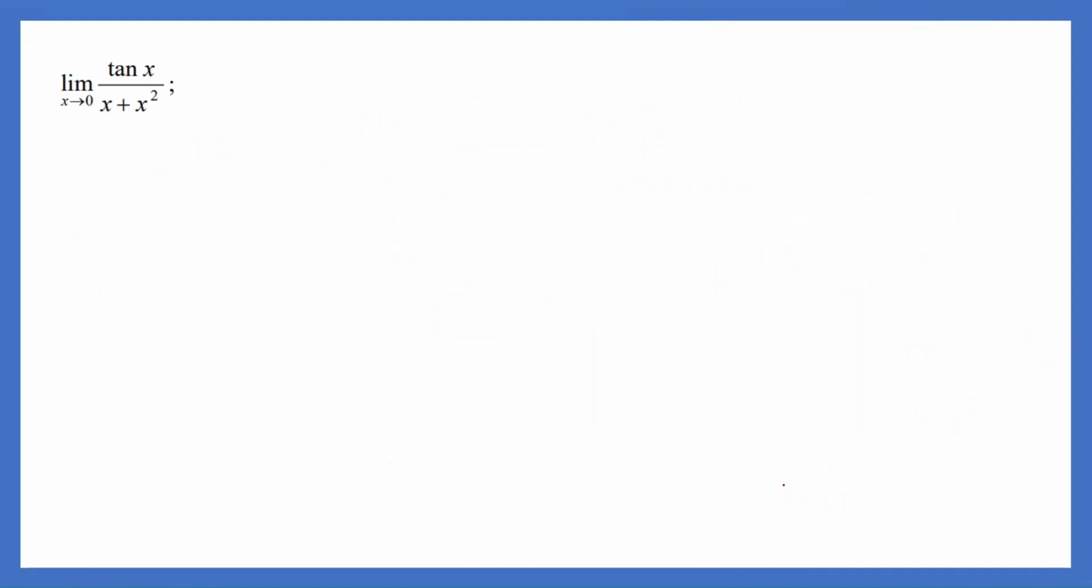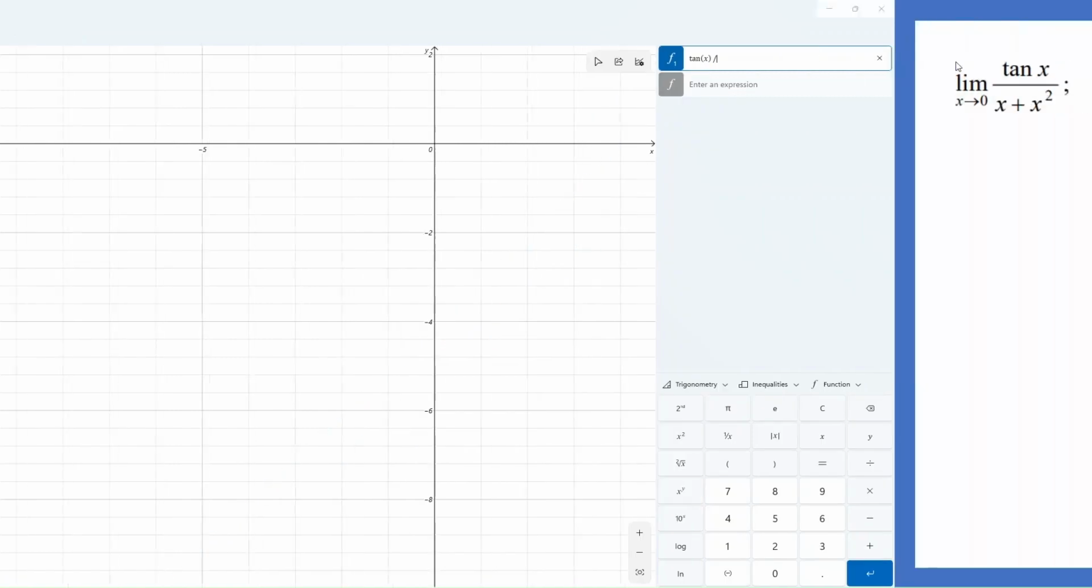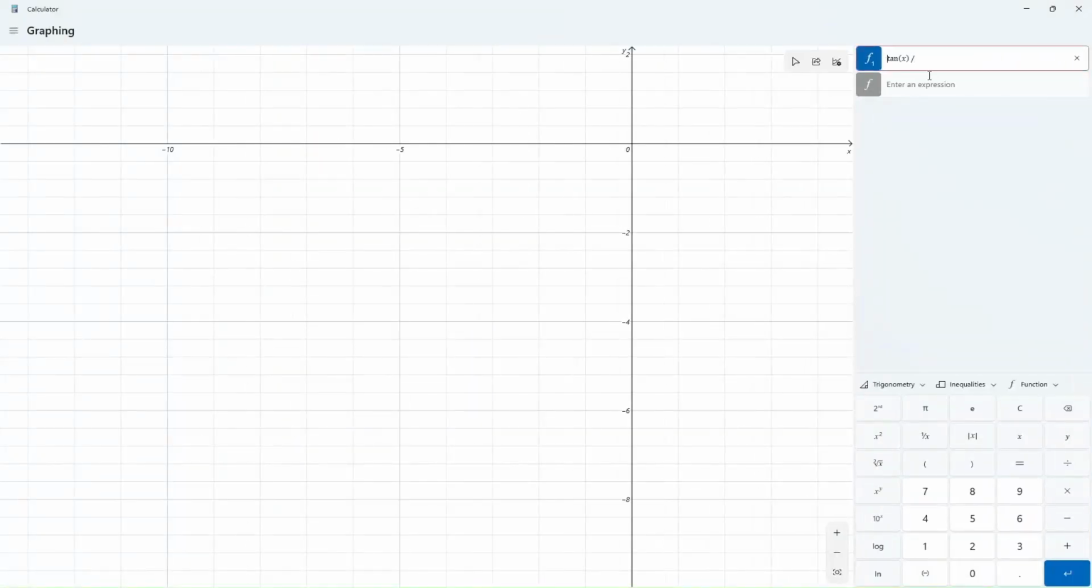Next, I have this question over here. The limit as x approaches 0 of tan x divided by x plus x squared. Now, there are two ways to solve these types of questions. We can just graph it, which is the easiest way to do this. So I'm going to write over here tan of x divided by x plus x squared.